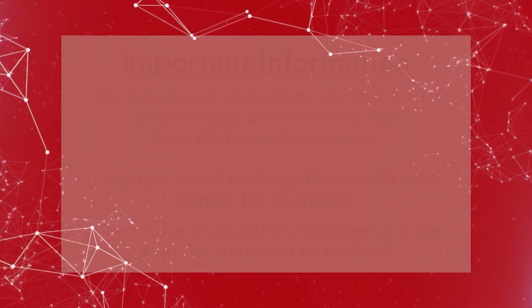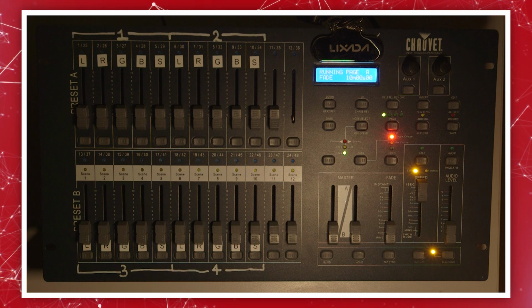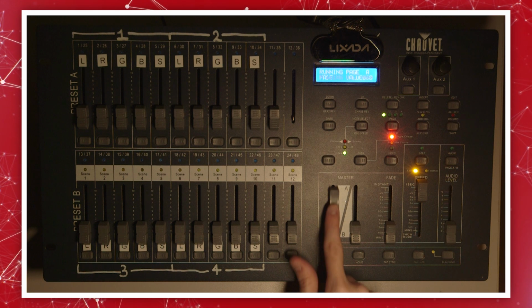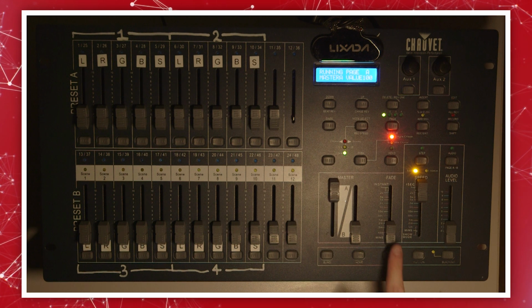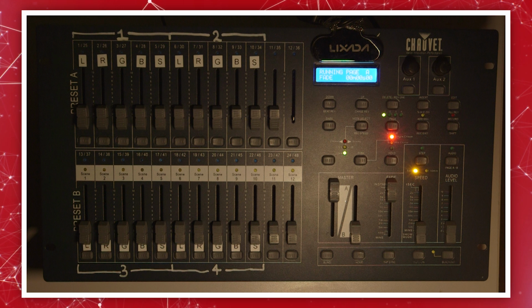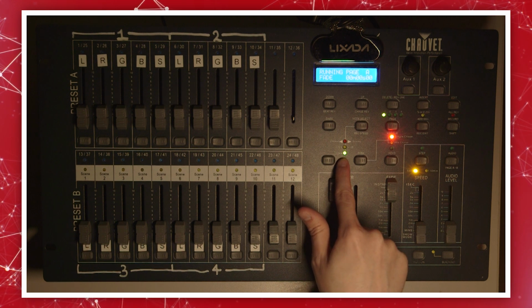Firstly, ensure the desk is switched on according to the directions from the previous video, then turn off blackout mode, slide the Master A slider to its maximum position, ensure that the fade slider is set to instant and that the speed slider is set to show mode. Finally, make sure that the mode select button is set to page A 1 to 24.